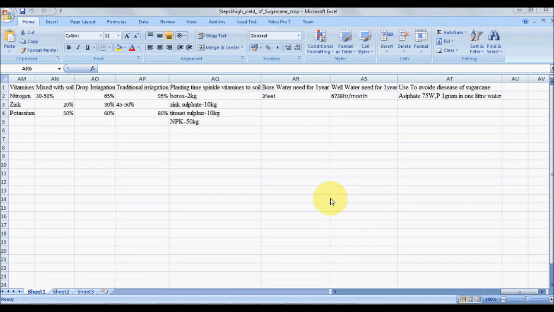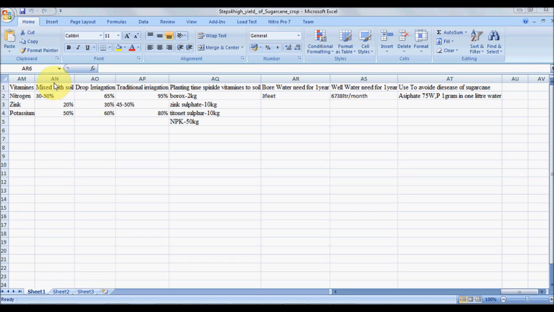And welcome to this predictive data mining demonstration of high yield prediction in sugarcane plants or crops. Now, for a good sugarcane production, there are certain prerequisites. For example, the nitrogen content should be mixed with soil by 30 to 50%.